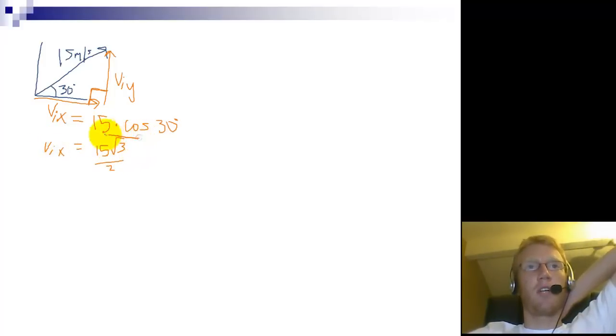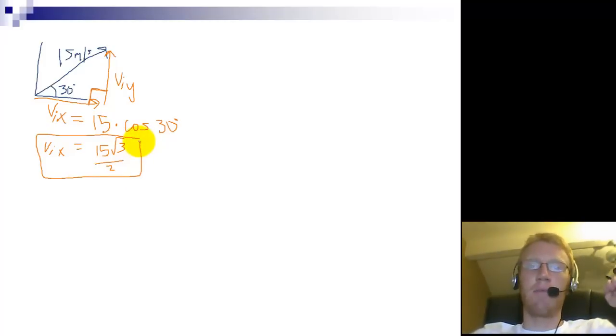And finding the initial x component is really, really important because the x component stays the same the whole time. Remember we just said the projectile is only accelerating downward. It's not accelerating side to side. So once you found the initial velocity in the horizontal direction, that velocity maintains its value for the whole problem.